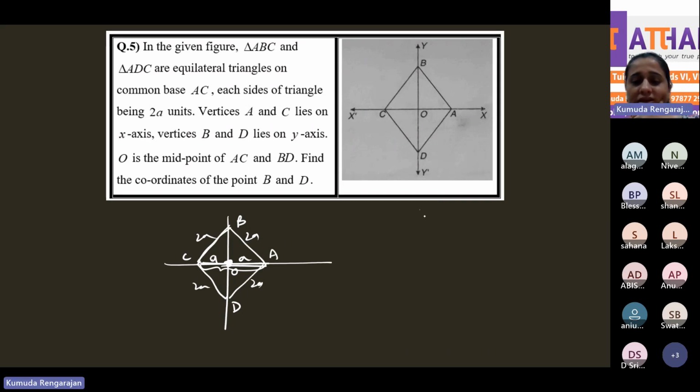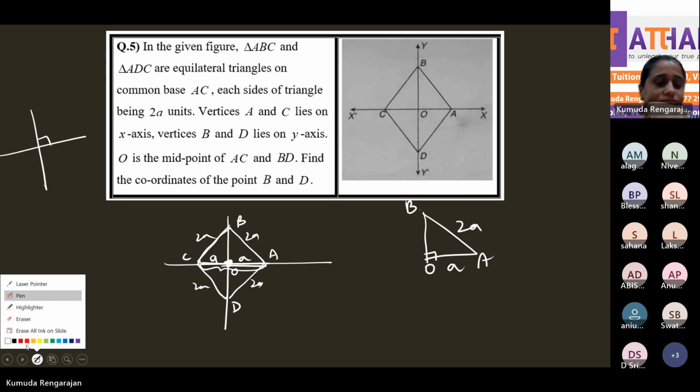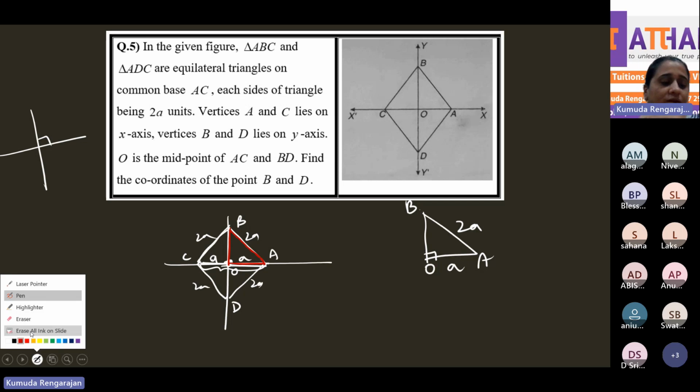The x-axis and y-axis are perpendicular to each other, so these are right triangles. There are four right triangles, and you can take any one of them. So this side is A, and this is 2A. I'm talking about this right triangle. Now we can find OB.